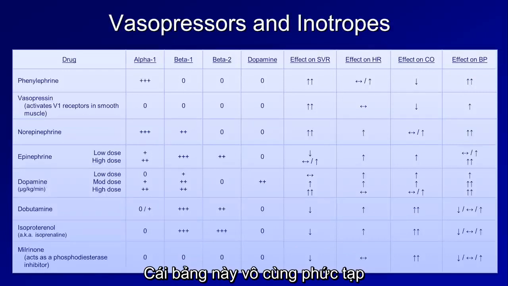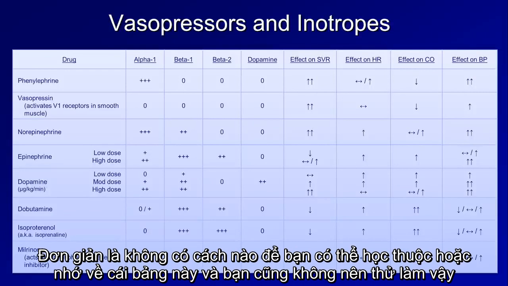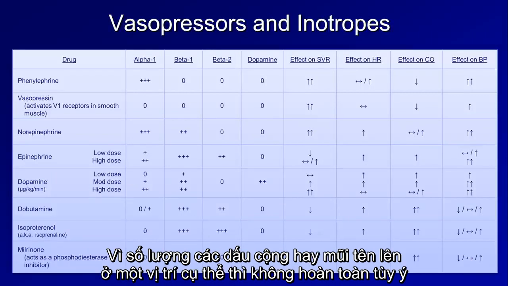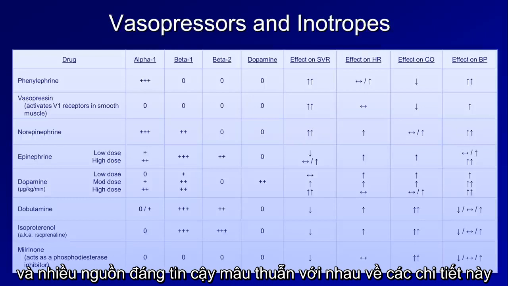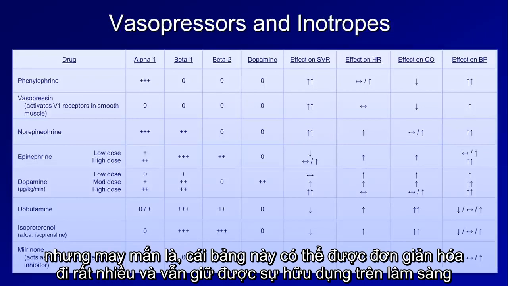This table is incredibly complicated. There's simply no way you're going to memorize or remember this, nor should you try, particularly since the number of plus signs or up arrows in a particular location is partially arbitrary, and multiple reliable sources contradict one another with the specifics. But luckily, this chart can be vastly simplified and still remain clinically useful.